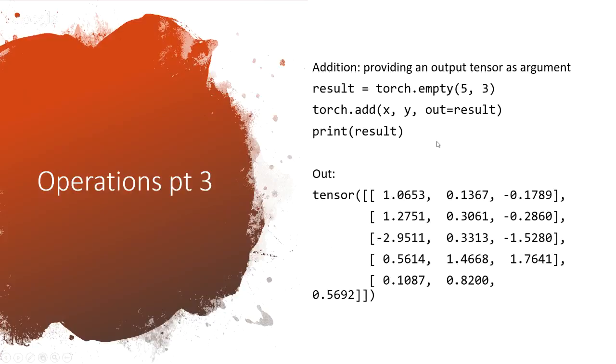Addition, providing an output tensor as an argument. So, for example, result equals torch.empty 5 by 3, which will create an empty, plain array with a 5 by 3 shape, and we go torch.add x, y, out is the result, and we print that, we get a tensor with the following result.